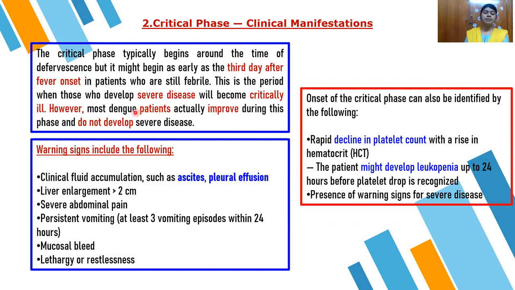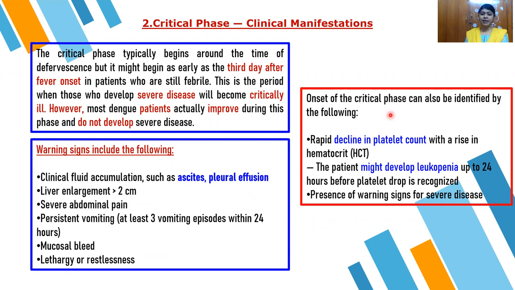Now, this is the period when those who develop severe disease are actually going to fall critically ill. But most of the patients usually improve during this phase and do not develop severe disease. Some of the warning signs of the critical phase include clinical fluid accumulation such as ascites, accumulation of fluid in the abdomen, and pleural effusion. There is liver enlargement greater than 2 centimeters, severe abdominal pain, persistent vomiting, mucosal bleeding, lethargy, or restlessness.